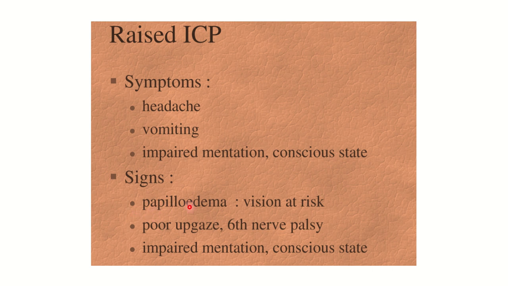One important sign is papilledema, which can be seen by fundoscope. Then poor gaze and sixth nerve palsy. The sixth nerve is the first nerve which is usually involved due to increased intracranial pressure from any cause, because the sixth cranial nerve has a long course, and it is closely related to the cranial bones. Then impaired mentation and conscious state.